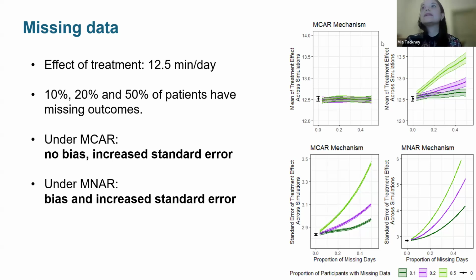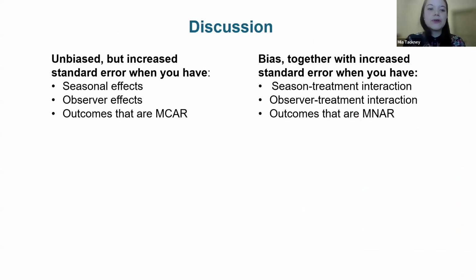In that case, you will have an impact on the bias as well as an increase in the standard error. So just to summarize what we've shown in the simulation study, when do you have an increase in standard error while having your treatment effect still being unbiased? Well, this happens when you have seasonal effect, observer effect, or outcomes that are missing completely at random.